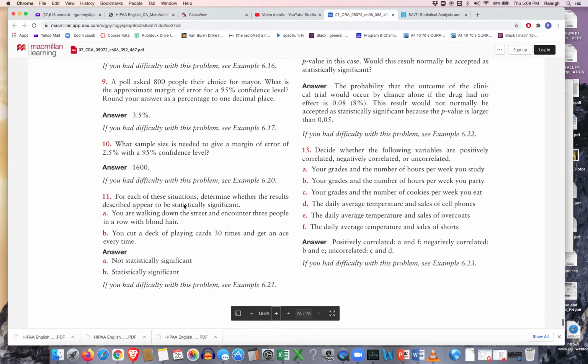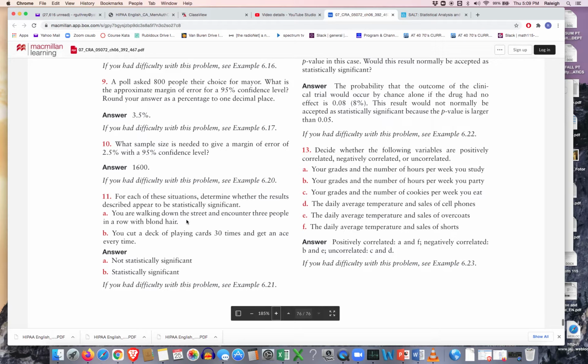For each of the following situations, determine whether the results described appear to be statistically significant, that is a low p-value or a high level of rarity. So we're taking part A. We're walking down the street and encounter 3 people in a row with blonde hair. Now there are a lot of blondes out there, and finding 3 people in a row that have blonde hair, it's not very rare. It's not very common, but it's not very rare either, so that would not really be considered statistically significant. If you were in certain other countries of the world where blondes are very hard to find, that would be a different story.